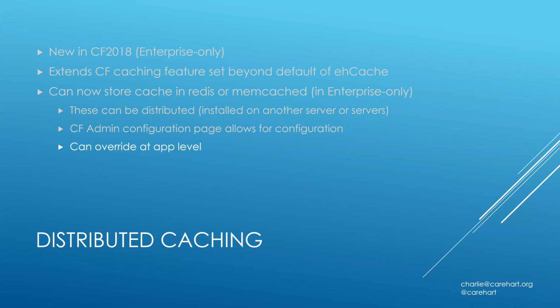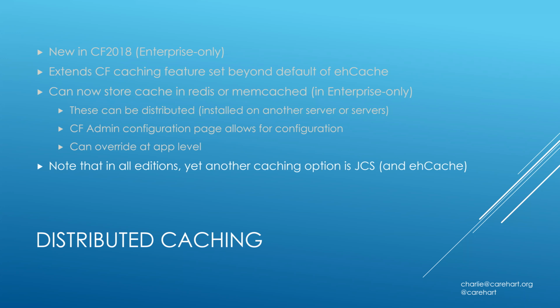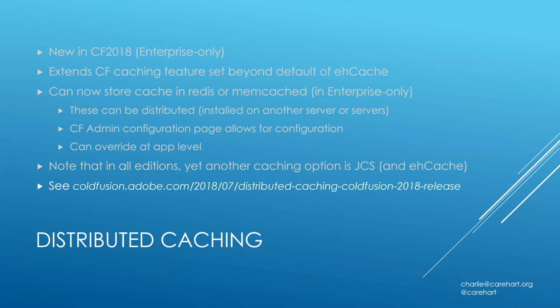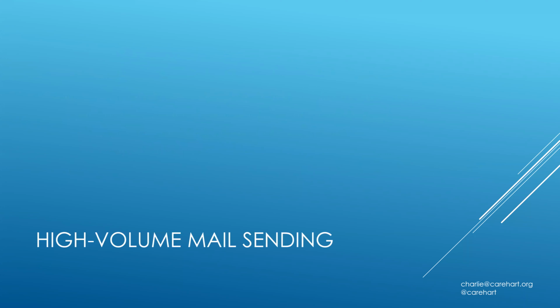Pretty cool, right? And then also, something else that was added in 2018 is another option, separate from Memcache, separate from Redis, and separate from EHCache, called JCS, Java Caching Service. And that JCS is now built into CF and is another option in all editions, okay? So if you're interested in this stuff, there's a page with, again, substantial discussion of it. It was a blog post from Adobe back then. So I'll leave you to check that out.